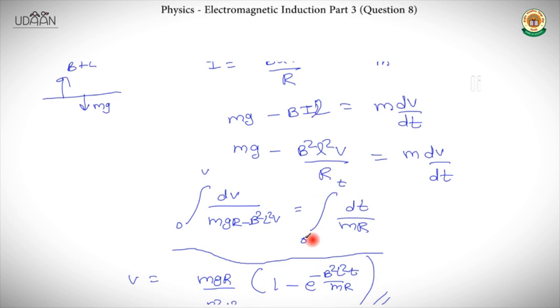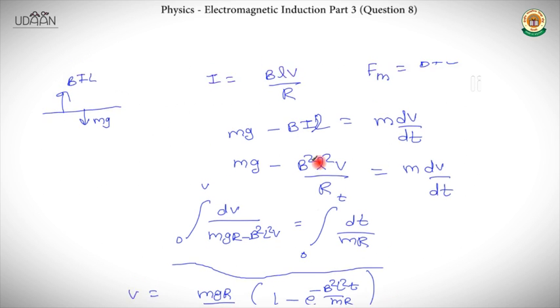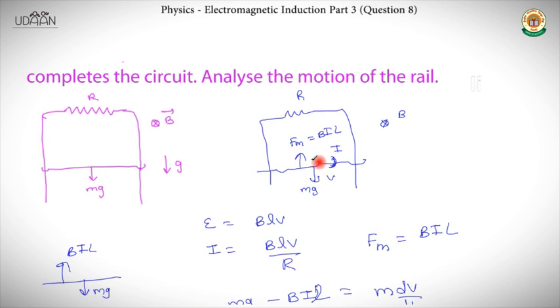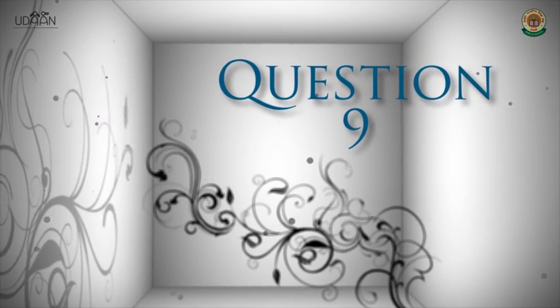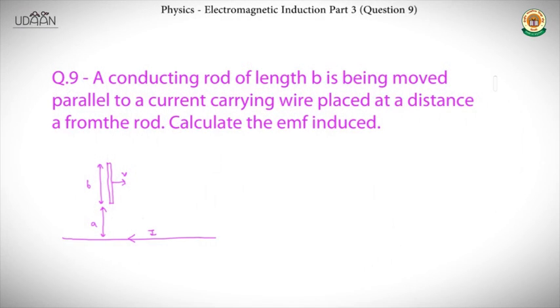It is a little complicated result, but the question basically being another good example of motional EMF. So this was question number 8. Question number 9. A conducting rod of length B is being moved parallel to a current carrying wire placed at a distance A from the rod. We are supposed to calculate the EMF induced.